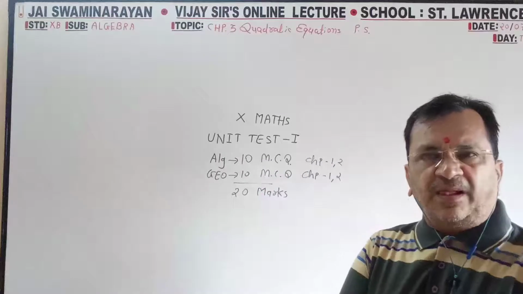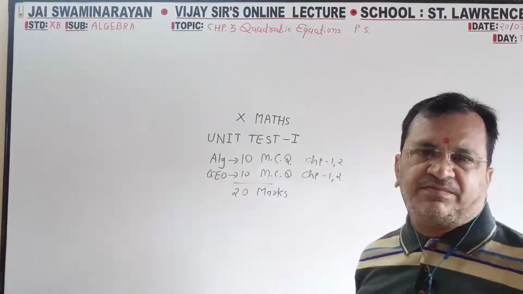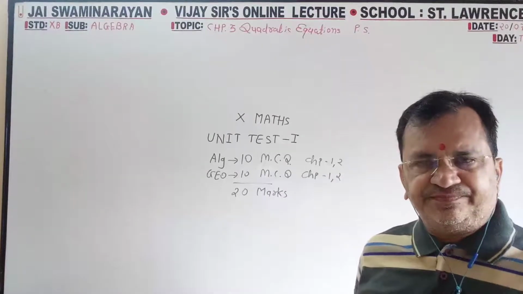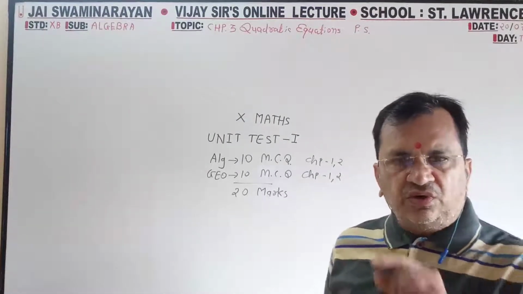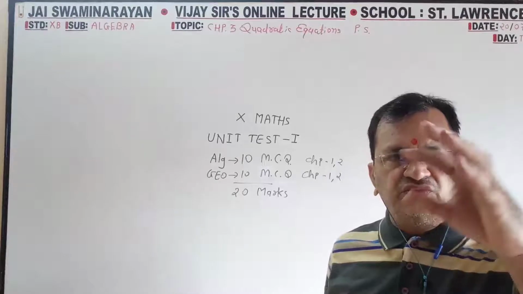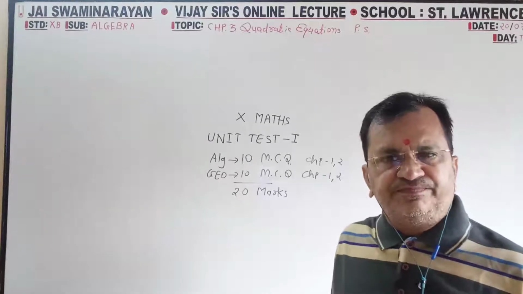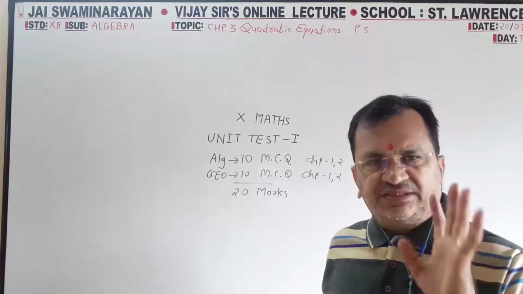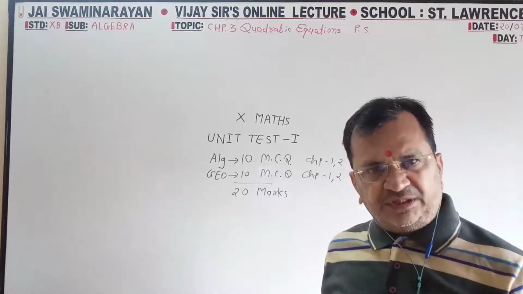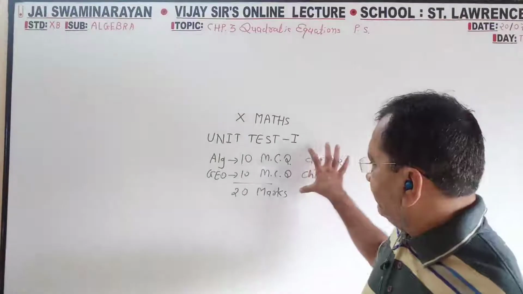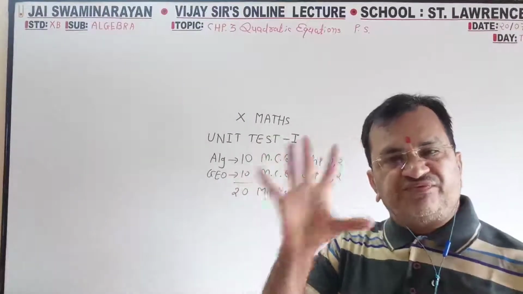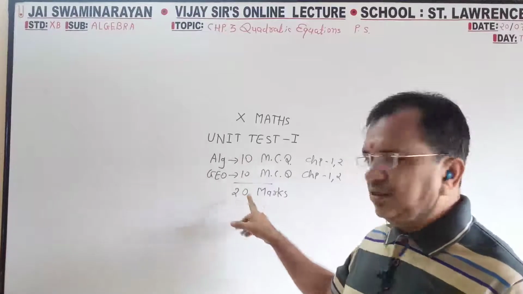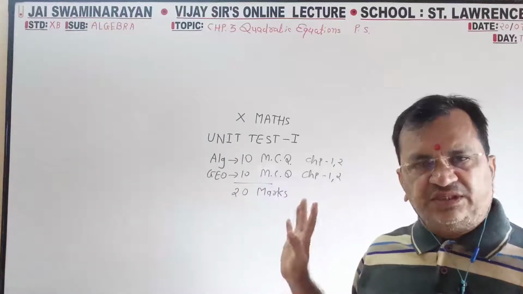Distribution of marks per chapter, it is clear. Any question, ask. Don't ask your friend. Don't ask students of other divisions. Ask whatever doubt you have. 2 plus 2 chapters means total 4 chapters. From all 4 chapters, 5 questions, 5 MCQs. So total 20. That's it.